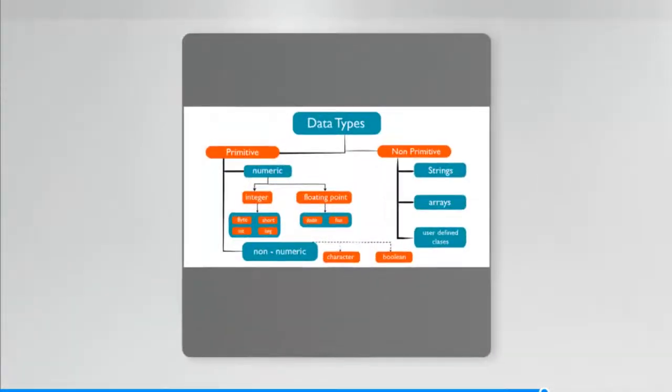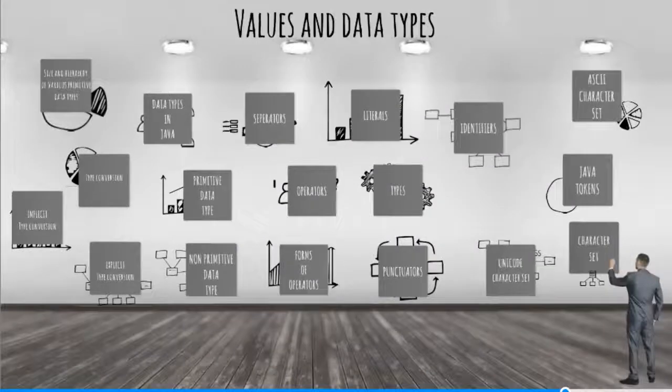Data types. Data types are divided into two: one is primitive and the other one is non-primitive. Primitive types are numeric and non-numeric. Numeric includes integer and floating point numbers. Integer will be byte, short, int, long, whereas floating point number will be double and float. When we come to the non-numeric, it is character and boolean. Non-primitive are strings, arrays, and user-defined classes, which are otherwise interfaces.